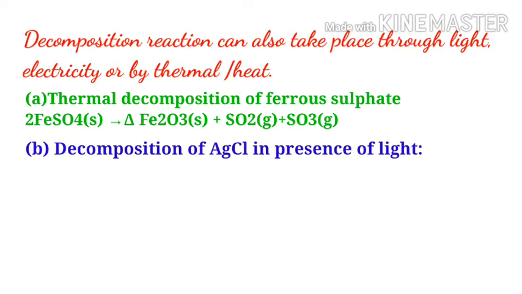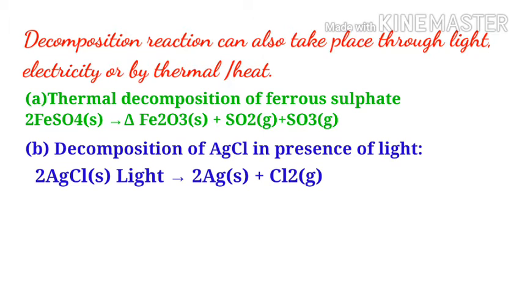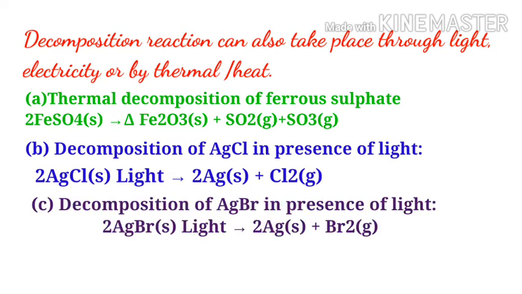Decomposition of silver chloride in presence of light. When silver chloride is exposed to sunlight, it decomposes into silver and chlorine. This reaction is also known as photolytic decomposition reaction. The same kind of reaction takes place with silver bromide in presence of light. When silver bromide is treated under sunlight, it results in the formation of silver and gives out bromine gas.